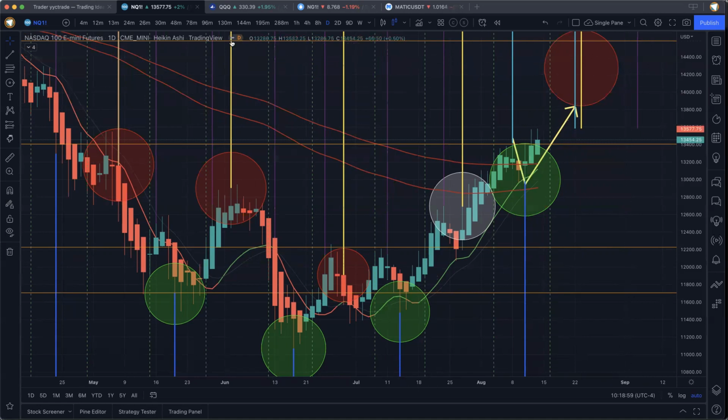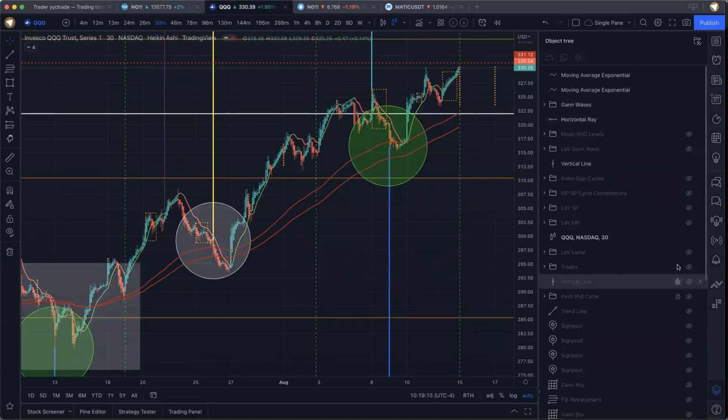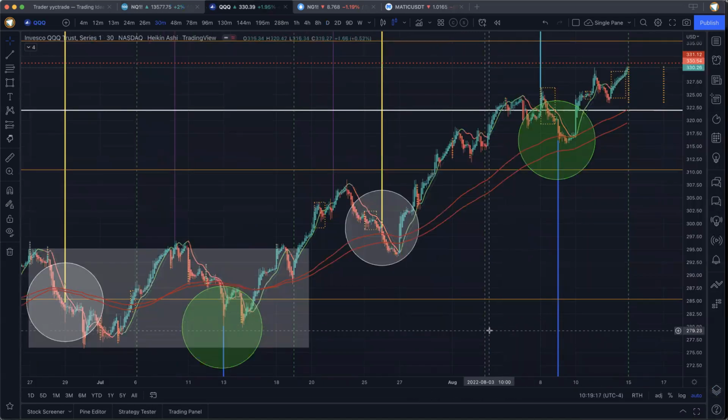Okay, so let's take a look at some of the other stocks here that we've got. We've got the NASDAQ cash. This is the QQQ. And again, we can turn on Gann Waves and take a look at the price action around these areas. I think it's very important to reinforce this. This is a 30-minute chart, though.